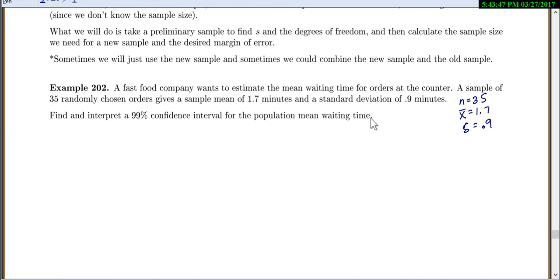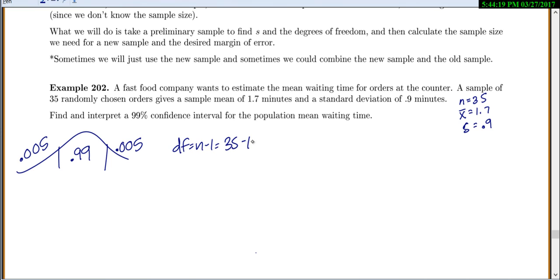So first, before we get into figuring out what sample size we need, let's just practice finding a confidence interval. So let's find and interpret a 99% confidence interval for the population mean waiting time. So if you want a 99%, we'll need 0.99 in the middle. And 1 minus that is 0.01, and divide that by 2, so 0.005. You also need degrees of freedom, which is n minus 1, so 35 minus 1 is 34. And I think we have to round down. I think it only goes up to 30.